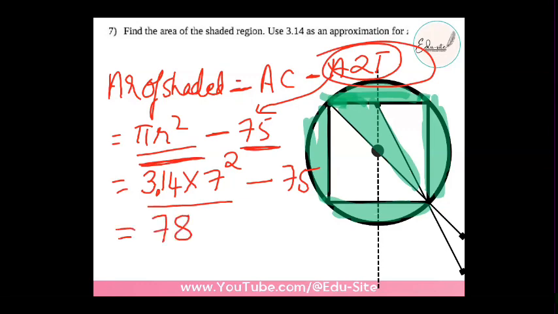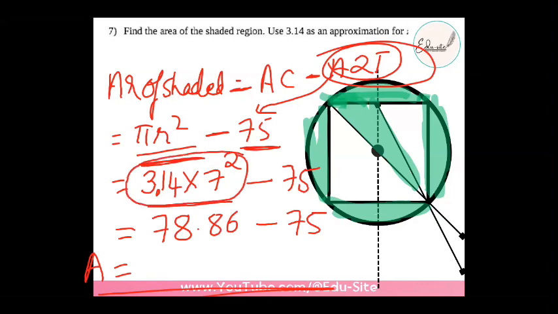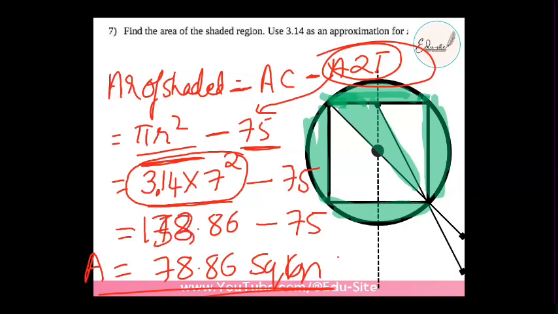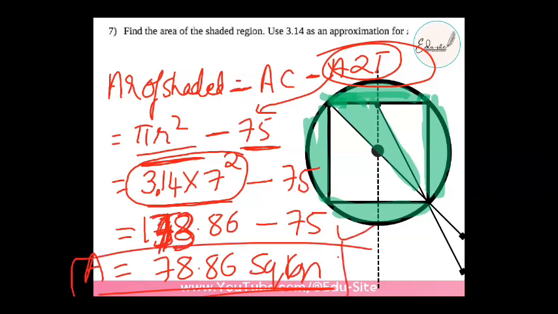So what is the area of the shaded part? Not 78.86, the final area. What is 3.14 times 7 squared? 3.14 times 49 gives us 153.86, and then subtract 75 from it. So it is 153.86 minus 75, which is 78.86. Great, beta. This is your final answer to this question.